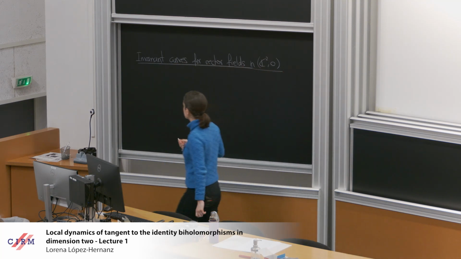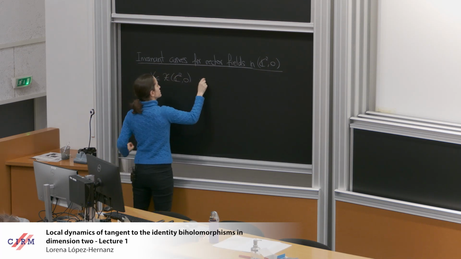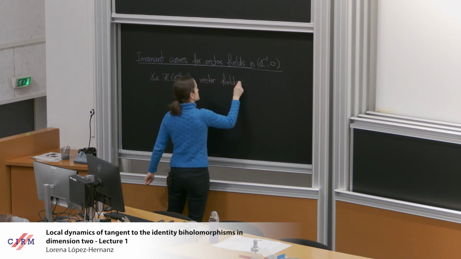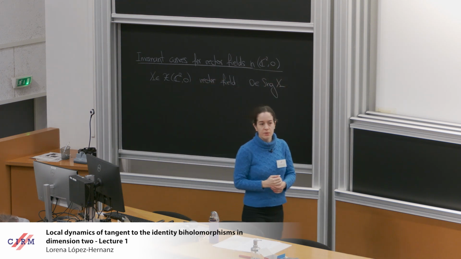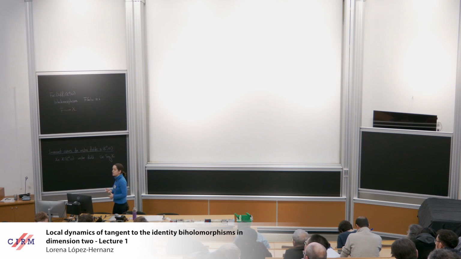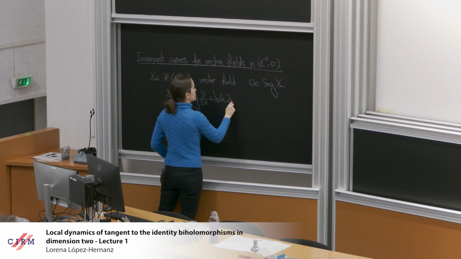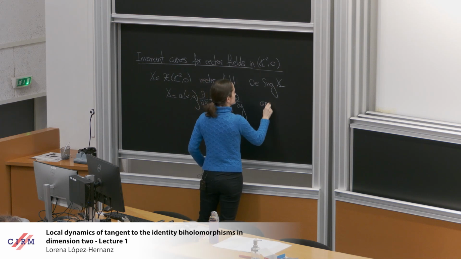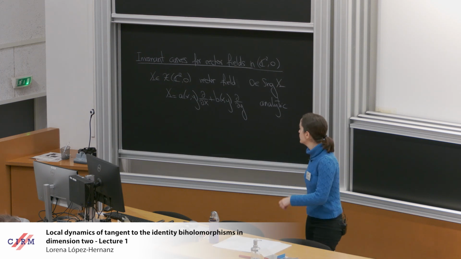I will be dealing with a vector field X in C2, 0, which is singular at the origin. It's not necessarily an isolated singularity. I will not be talking about foliations because my object of interest is the map F. So really, I'm working with the vector field, not with the foliation associated to it. In coordinates, we can write X as A of x,y partial with respect to x, plus B of x,y partial with respect to y. They are analytic. Tomorrow we'll talk about formal vector fields, but for today's lecture, my vector field is analytic.